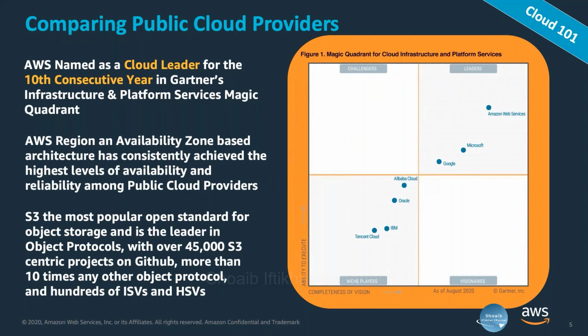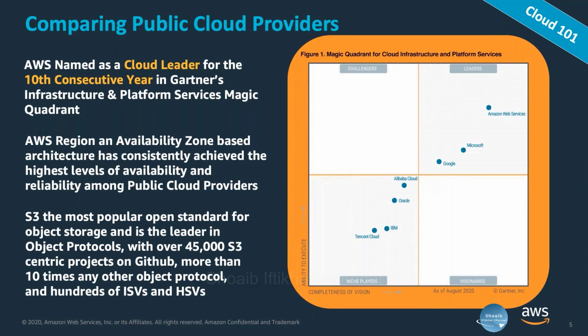AWS, as you can see from the Gartner slide there, is far and away for 10 years the industry leader in public cloud for many reasons. One is the availability zone and regional architecture on which AWS builds services. And I'll cover that so that you can understand in a DR environment how that applies.